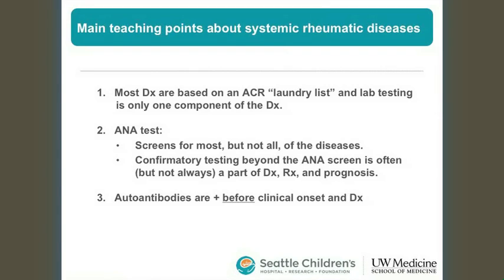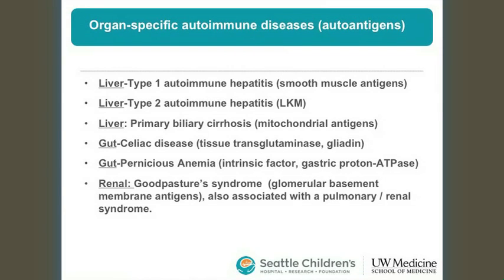And of course the right answer is, why are you testing if you don't think they have the disease? So, laundry list, and autoantibodies are usually present before clinical onset, and ANA testing is a screen for a good hunk of the diseases, but it can be a difficult screen to use. Now for a couple of slides, I'm just going to go through a list to give you a flavor for the world of autoimmune disease. I'll list some of the organ-specific autoimmune diseases, and for those of you who do LKM testing and primary biliary cirrhosis testing, you're familiar with some of these tests.